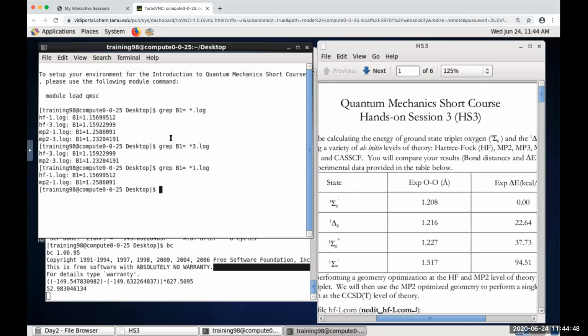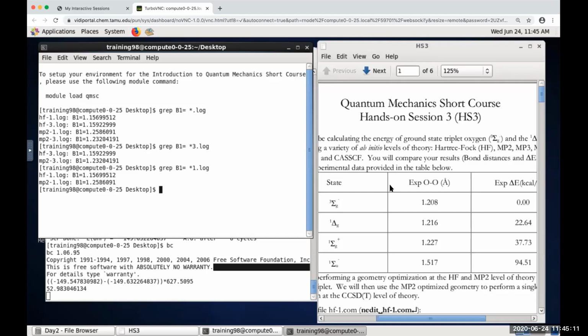All right, so the first thing that I want to do is just pull out the bond distance. We did the Hartree-Fock for the triplet, right? Triplet molecular oxygen is the ground state. Then we also did Hartree-Fock for the singlet. This is the first singlet excited state, which has the 2 electrons spin paired in one of the pi star orbitals. And then we also did it for the MP2.